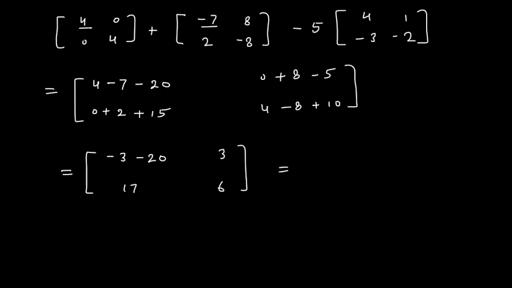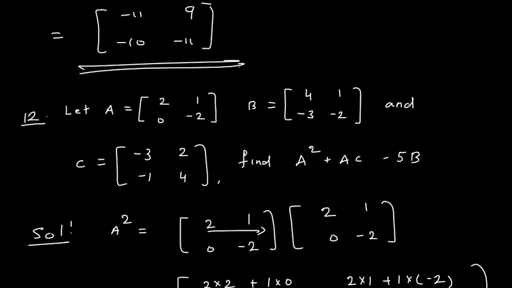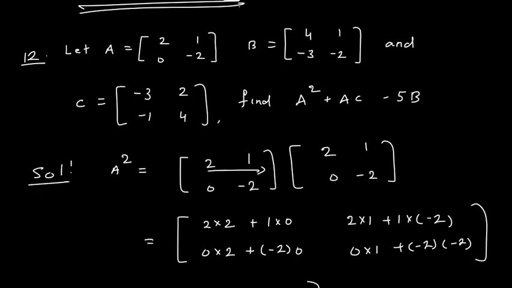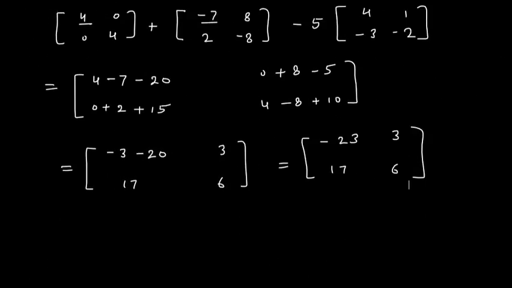And this is the 13th question, one more question. Now this 13th problem is, if A, B and C are given, then you have to find AC plus B squared minus 10C. I will leave this problem to you to solve, and cross verify by yourself whether you have done it correctly or not.